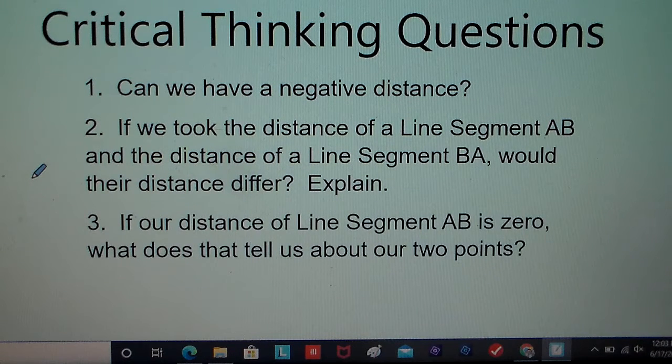So if you go one direction, then you do another. So if you're starting at one end of a block in a neighborhood, you walk to the end of the block, you turn around and you walk back and wind up in the same exact spot, did you go the same distance? Of course you did. So the segment BA and the segment AB, those two segments are the same distance. If our distance of line segment AB is 0, what does that tell us about our 2 points? Well, that tells us that they're the same exact point. If there's no distance in between them, that means both point A and B are the same exact point.